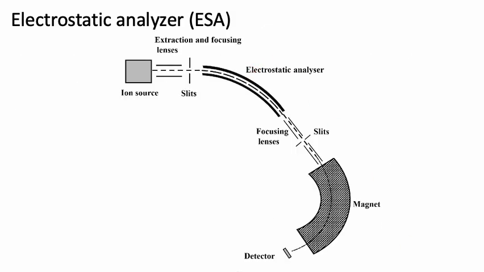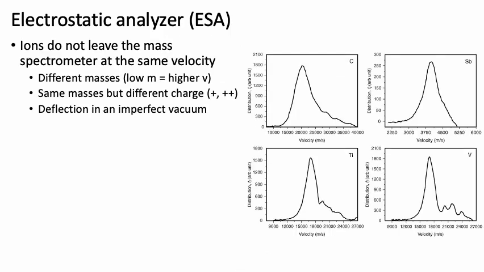So the next part is the electrostatic analyzer. This is called the Nier-Johnson geometry because the electrostatic analyzer comes before the magnet. There are also geometries that I'll talk about in a bit where the electrostatic analyzer can come after the magnet. They have similar effects and produce similar things, and different companies decide to make them in different ways. The idea with the electrostatic analyzer is that not all ions leave the source with the same velocity.